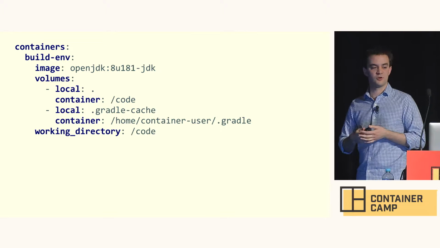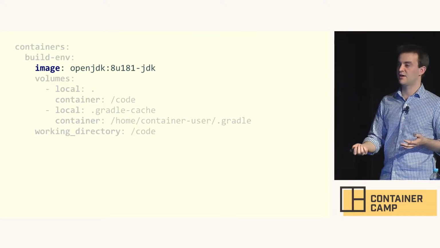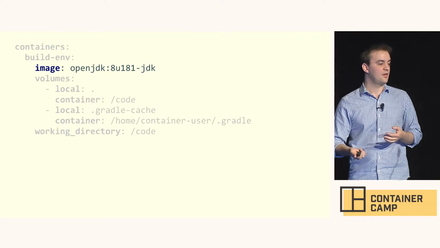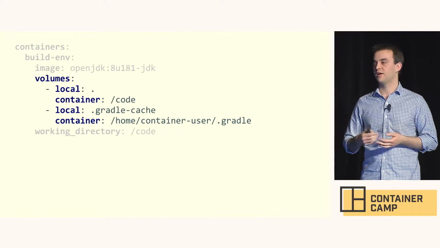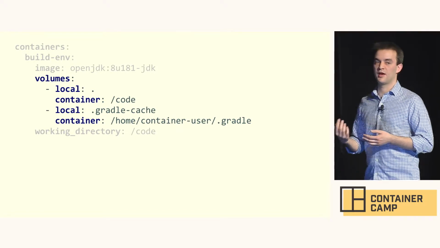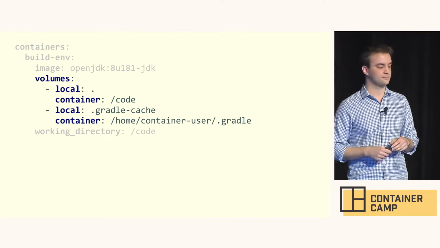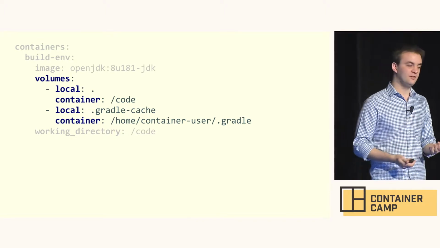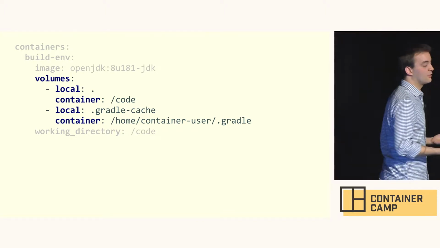But you can see here we're using an existing OpenJDK image for Java 8. And then we're mounting our code in there, and we're mounting a cache directory in there so that we don't have to download our dependencies every time we run the application. Once we have that in place, we can start to build up different tasks that run in that environment.